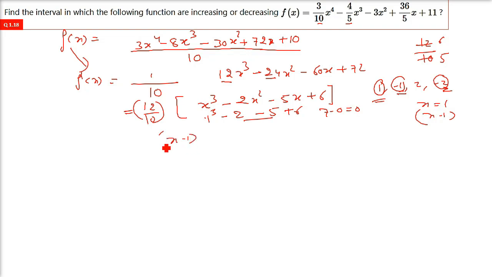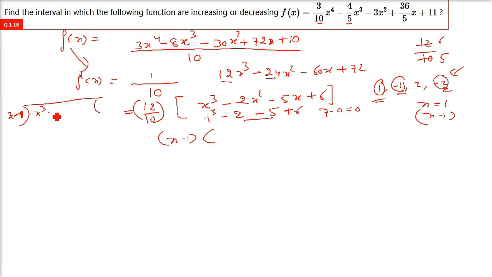There are various questions that are going to come of this sort. So I am going to divide it. If you want to find more factors, you have to divide x cube minus 2x square minus 5x plus 6 by x minus 1. So this 1, minus 1, 2, minus 2, all these are just hit and trial. You should know the way of finding the factors that we have already discussed in previous discussions.